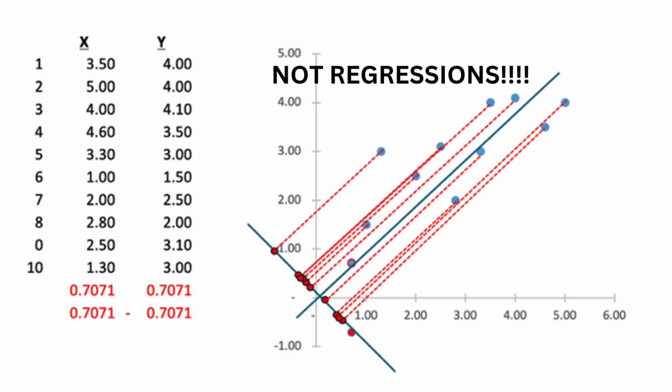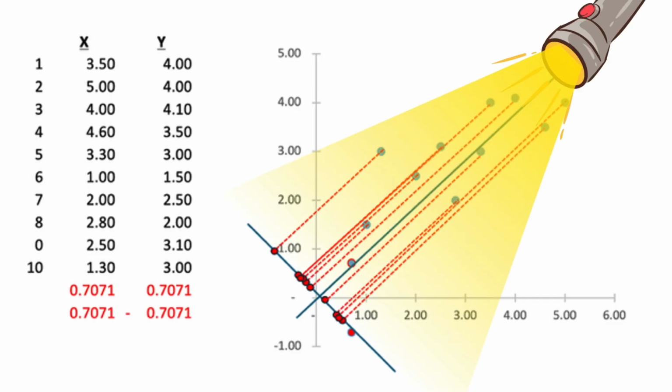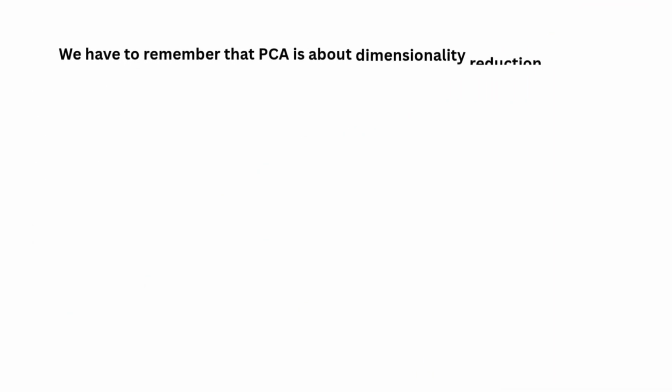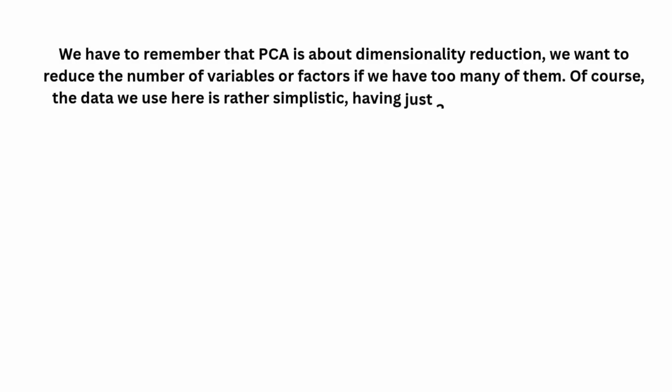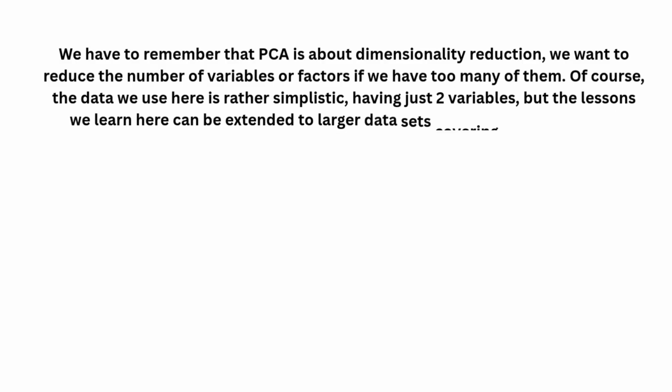Note that we are not regressing onto the principal components, only projecting the points. By that, we mean something like drawing a line onto a set of points and seeing how the shadows fall in line along the axis, as depicted in the charts. But why are we doing that? Well, we have to remember that PCA is about dimensionality reduction. We want to reduce the number of variables or factors if we have too many of them. Of course, the data we use here is rather simplistic, having just 2 variables, but the lessons we learn here can be extended to large data sets covering many variables.